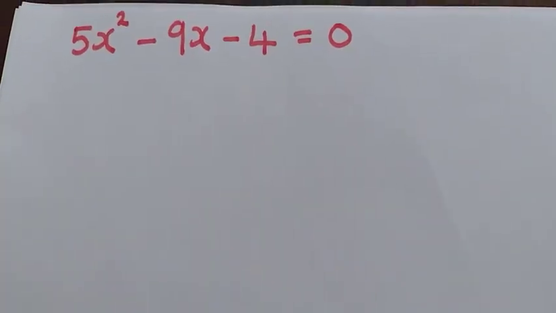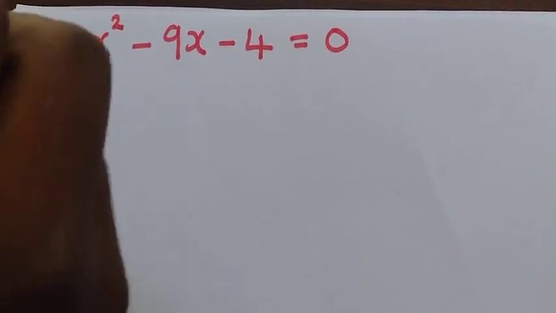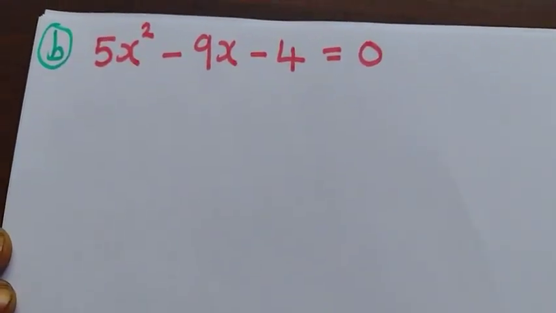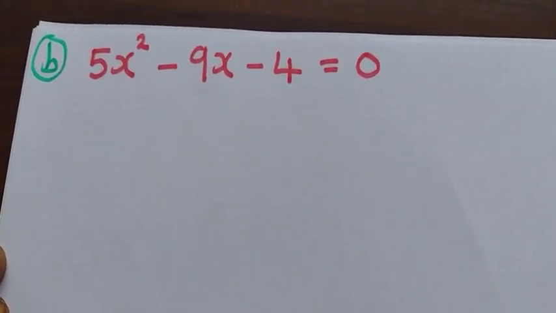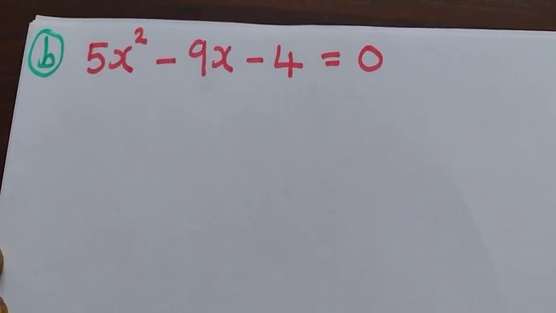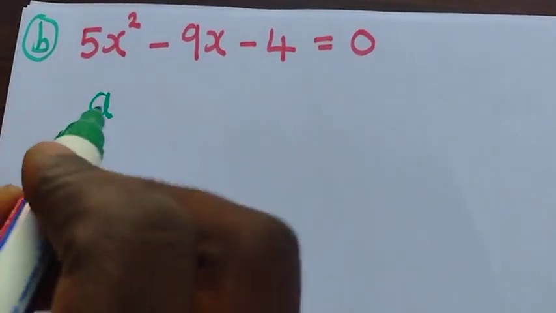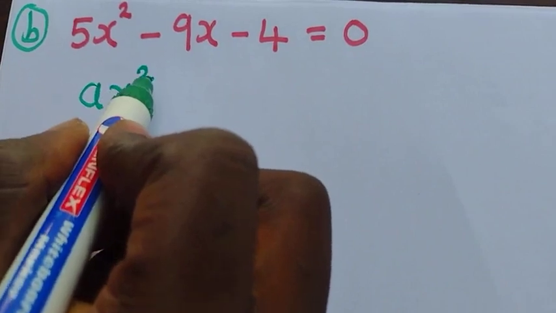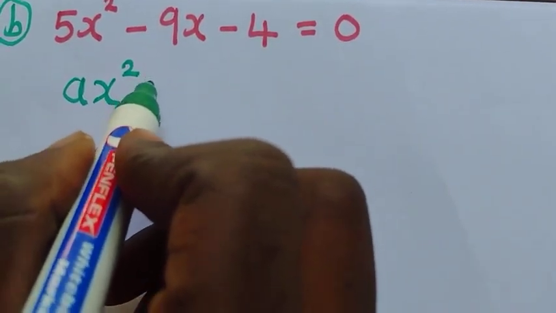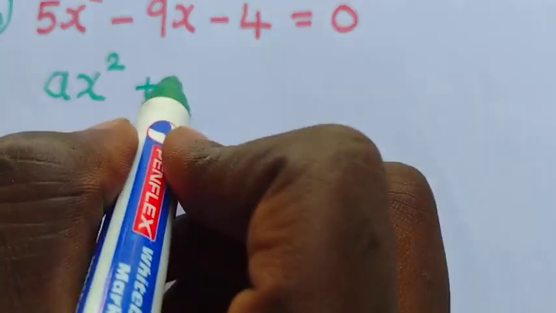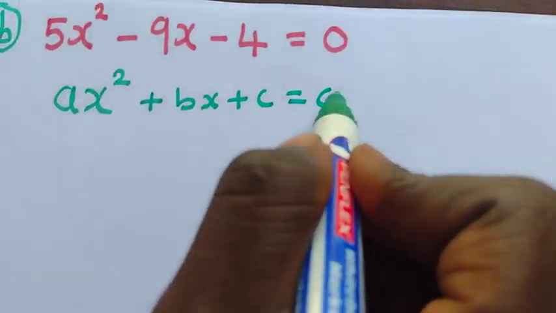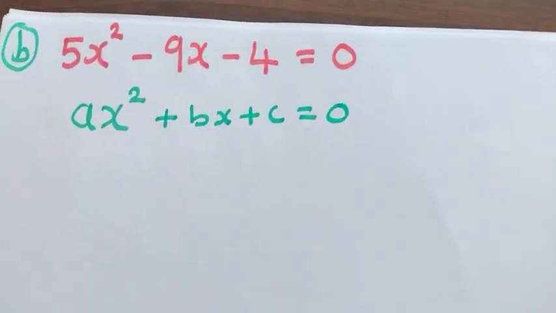All right, so now we answer B. This was question B. I want you to solve this quadratic equation, giving your answer correct to 2 decimal places. So we understand that a quadratic equation is an equation that is in the form ax squared plus bx plus c equal to 0. I do hope that we understand this.